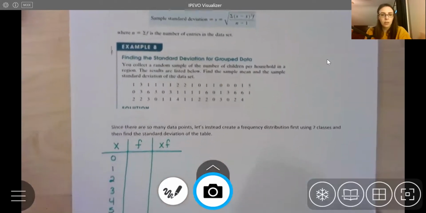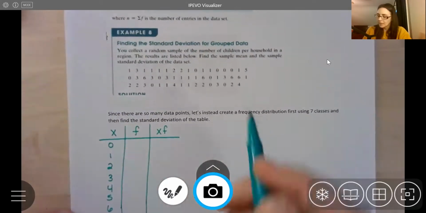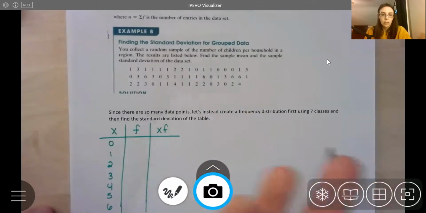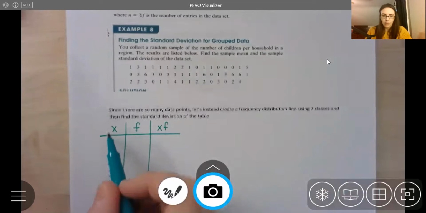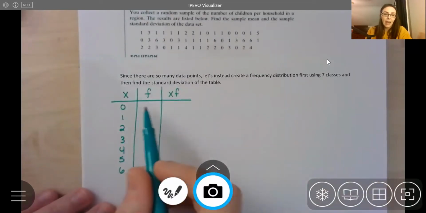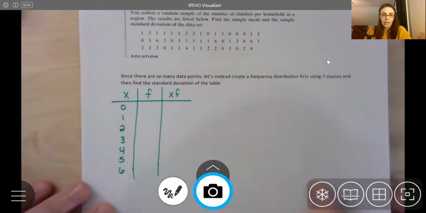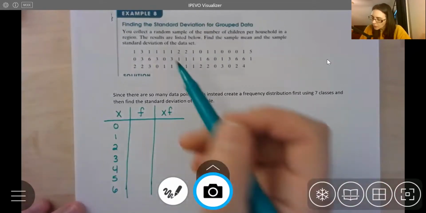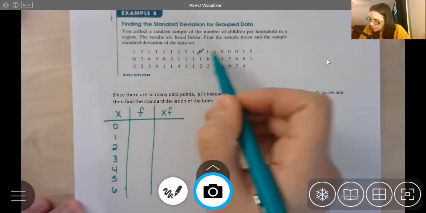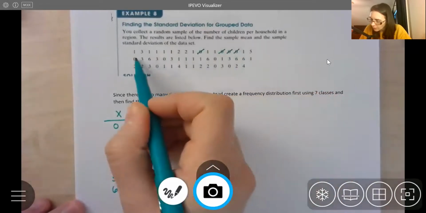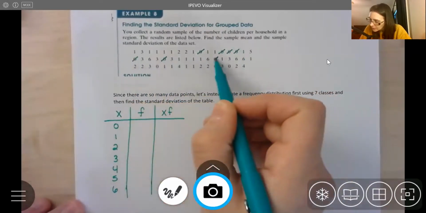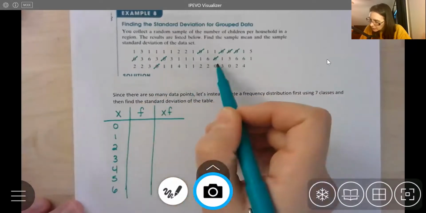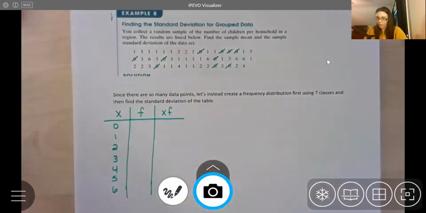So the first thing I'm going to do is notice that my data is all between 0 and 6. So my minimum value is 0, my maximum value is 6. And what I'm going to do, I just have each of my data points listed, is count up how many of each of those I have, so counting that frequency. So if I start with 0, I see I have 1, 2, 3, 4, 5, 6, 7, 8, 9, and 10 data points.